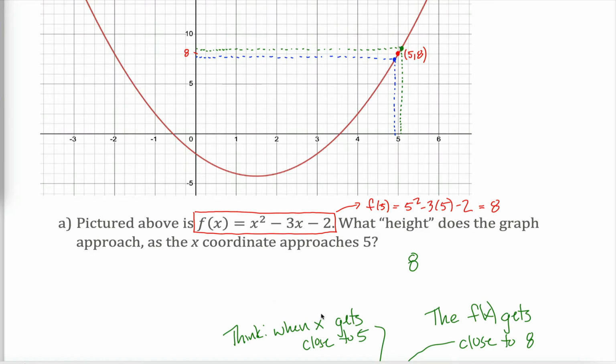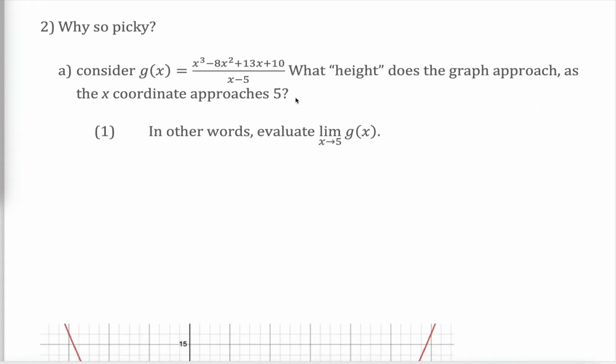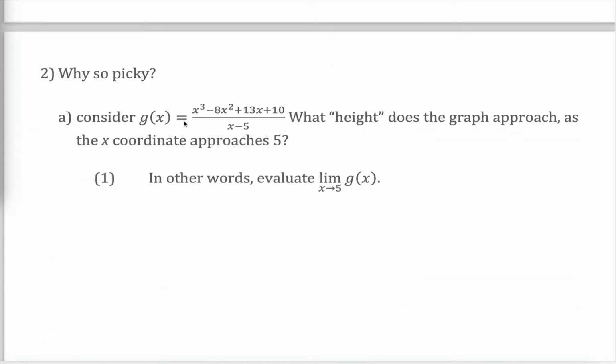Let me answer that question with another question. Suppose we had a different function. Maybe it's g of x, and this is the equation of g of x. A little bit uglier, but fine. It's an equation that tells us the output for any input x. What height does the graph of this function g of x approach as the x-coordinate approaches 5? In other words, evaluate the limit as x approaches 5 of this function g of x.